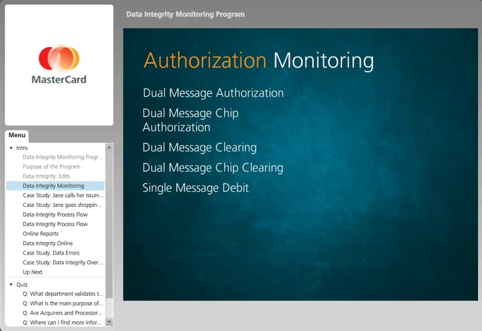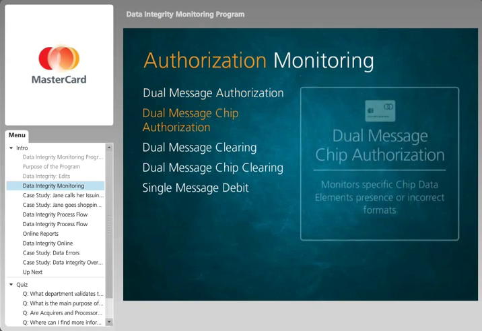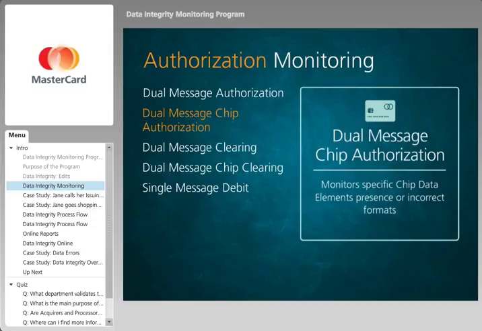First, let's review the Authorization Monitoring Program. The Dual Message Authorization Program focuses on key data elements within the authorization message, such as invalid or blank country codes or postal code. This program also reviews the merchant name and location to ensure the data is accurately presented and in the correct format. The Chip Authorization Program monitors chip transactions for various chip data elements, such as formatting and presence of chip data. Monitoring is conducted on a daily basis, verifying thousands of transactions that flow through the MasterCard payment network.